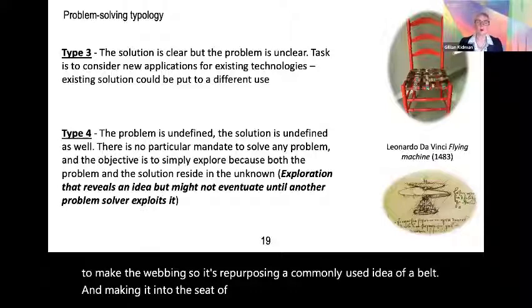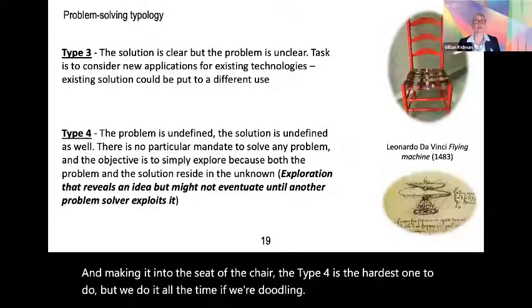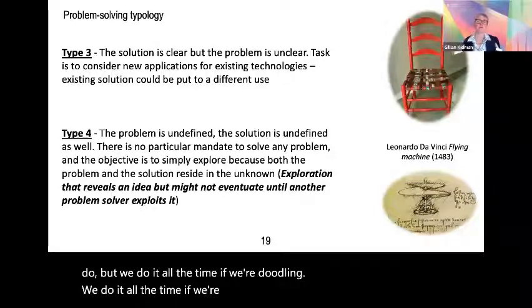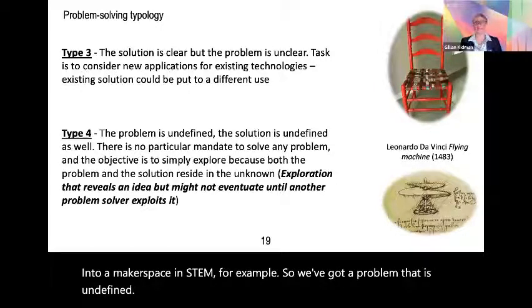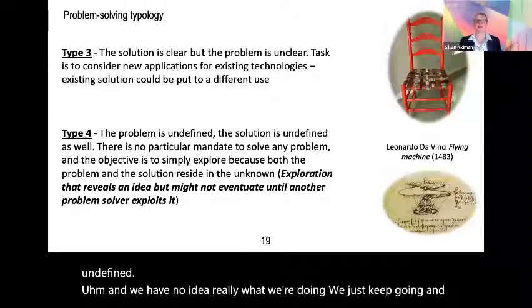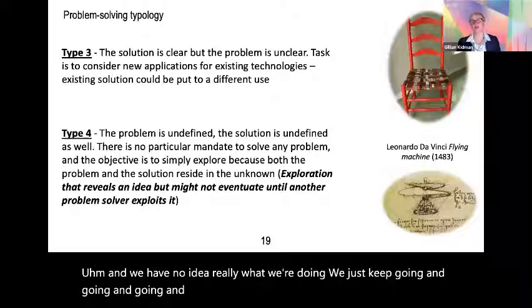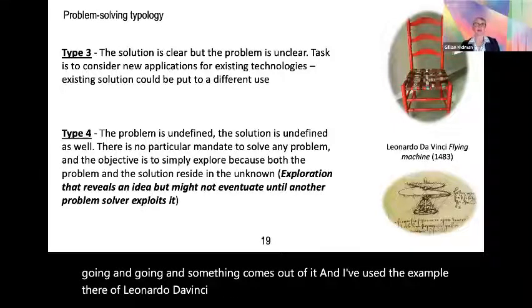The type 4 is the hardest one to do, but we do it all the time if we're doodling. We do it all the time if we're into a makerspace in STEM, for example. So we've got a problem that is undefined, and we have no idea really what we're doing. We just keep going and going and going, and something comes out of it. And I've used the example there of Leonardo da Vinci and his flying machines. Next slide, please.